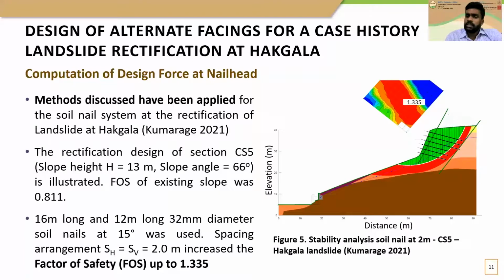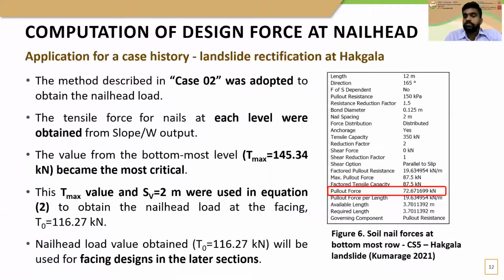To put these findings to the test, the proposed methods were applied to a case history. This landslide mitigation was one of the major landslide mitigations carried out by NBRO in the recent past. The cross-section CS5 was considered in this study to evaluate the applicability of different facing types. The stability of this 30-meter high slope turned out to be 1.335 after the application of the proposed soil nail arrangement. To obtain the nail head load for this case history, the method described in case 2 was used.